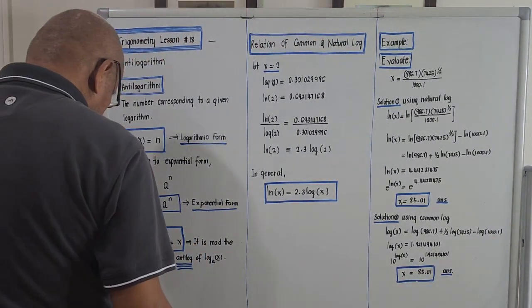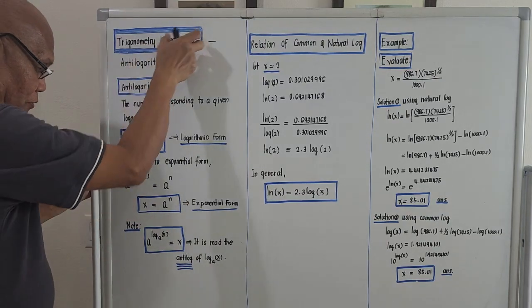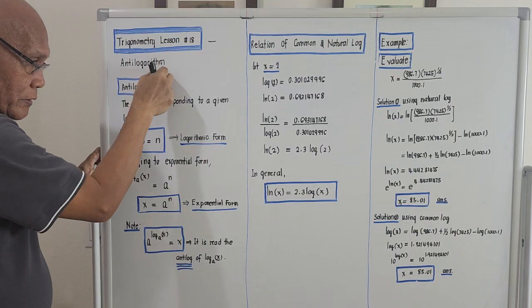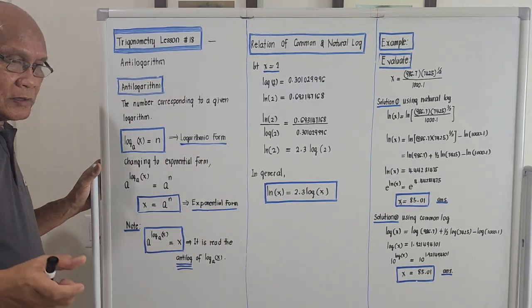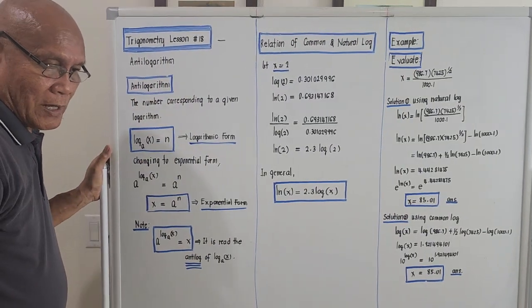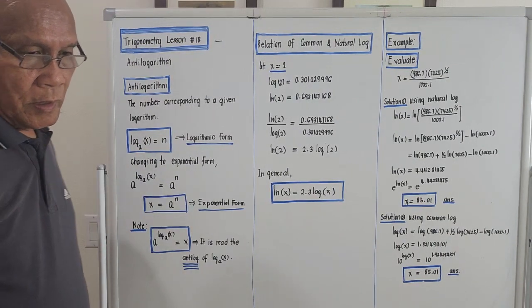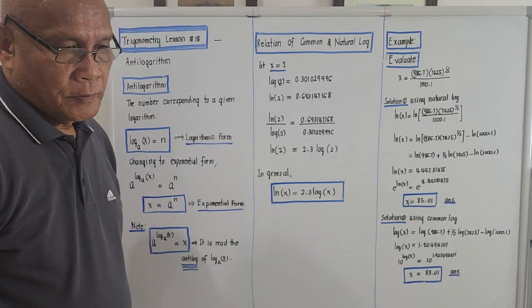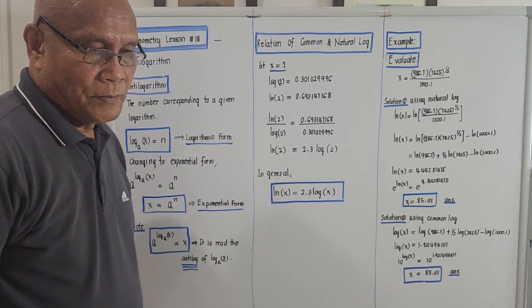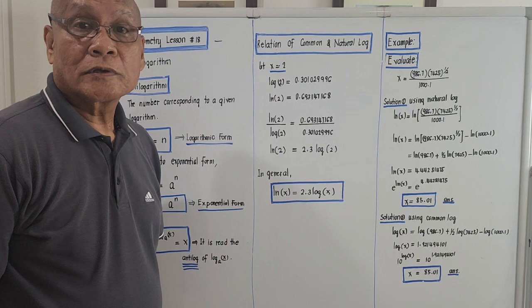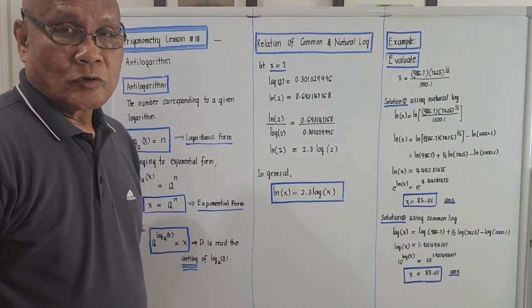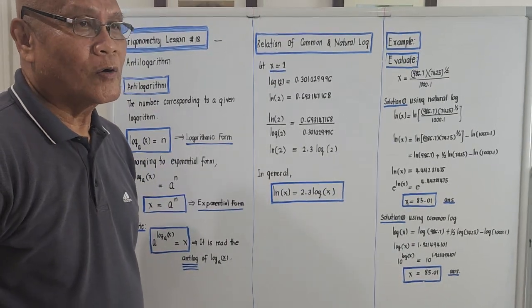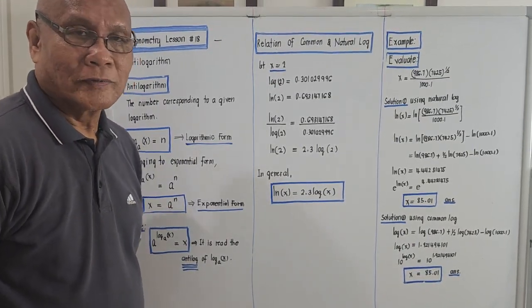The subject matter for this evening will be trigonometry, lesson number 18, and the title of the topic is anti-logarithm. The last time around, I brought out the definition of a logarithm, the different laws of logarithm, the properties of logarithm. So for tonight, let's try to discuss the concept of anti-logarithm. How do we compute anti-logarithm?